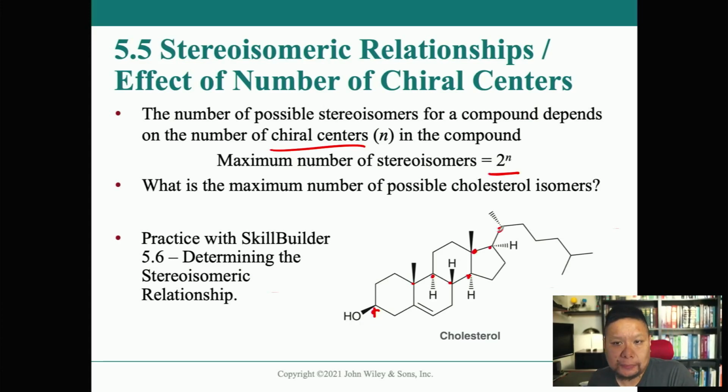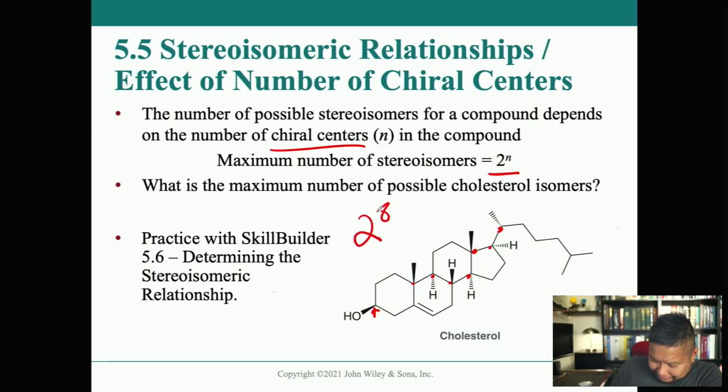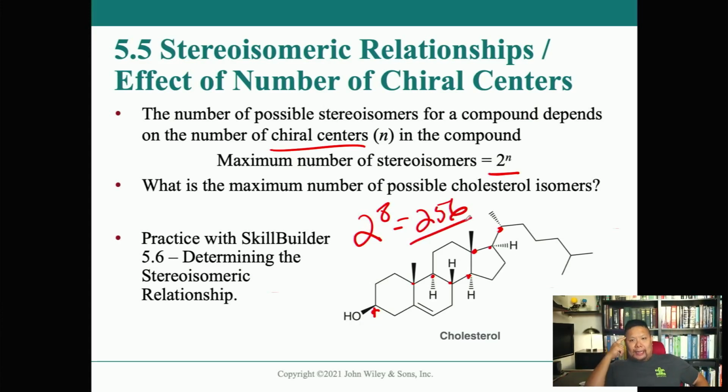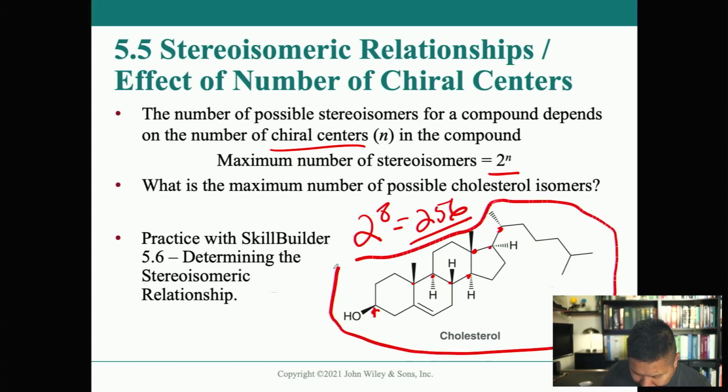So 8 chiral centers. That means 2 to the 8, and that is going to be 256, I believe. So the max number of isomers that cholesterol can have is 256. And ironically enough, this is the most naturally occurring one of all the stereoisomers.